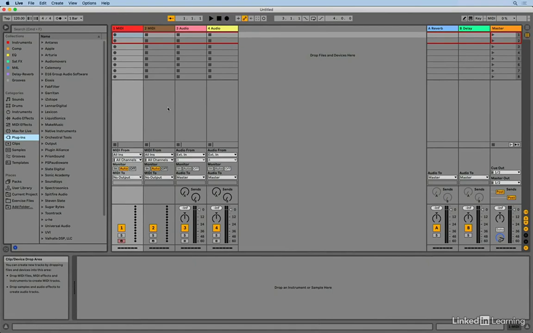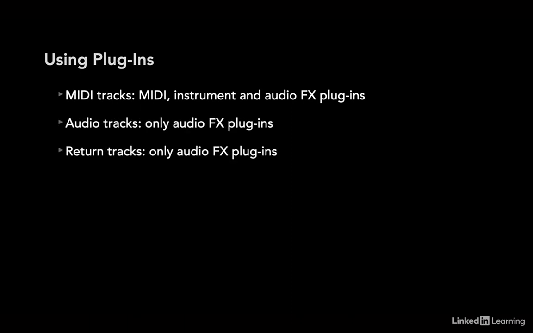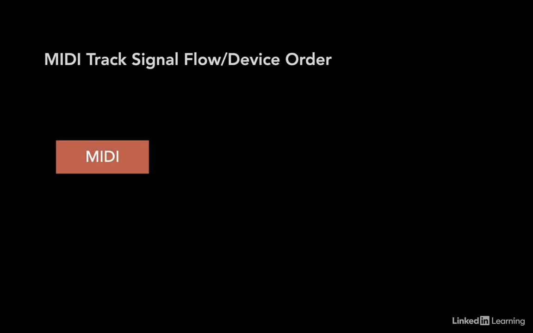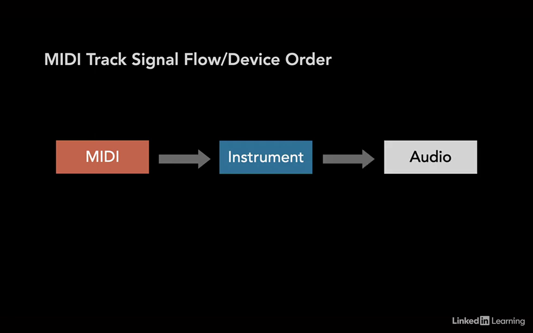Now that we know what we have, I want to discuss briefly how we can use these. On a MIDI track, we can actually use all three basic types: MIDI, instrument, and audio effects. But on audio and return tracks in Ableton Live, you can only use audio effects plugins. Now, on MIDI tracks, the device order really matters. We're only allowed to use MIDI effects first, and then they would be followed by a virtual instrument, and then an instrument would be followed by one or more audio effects.